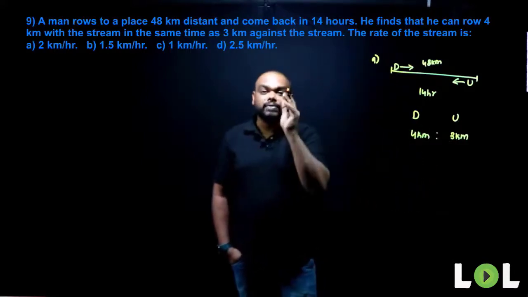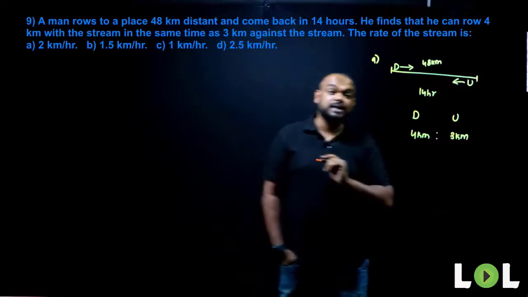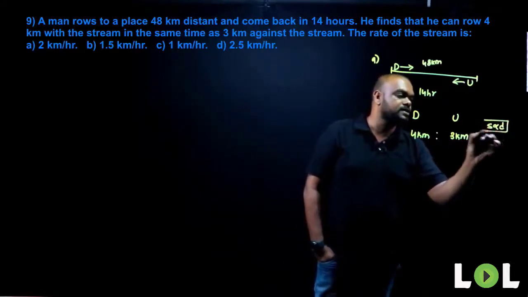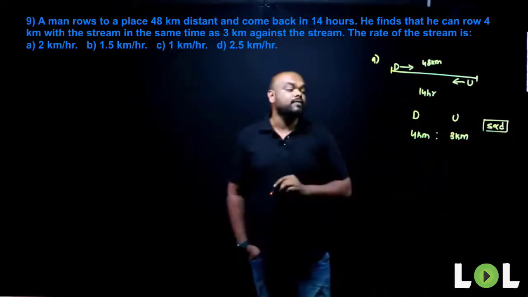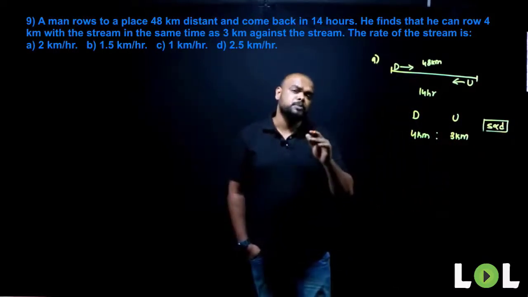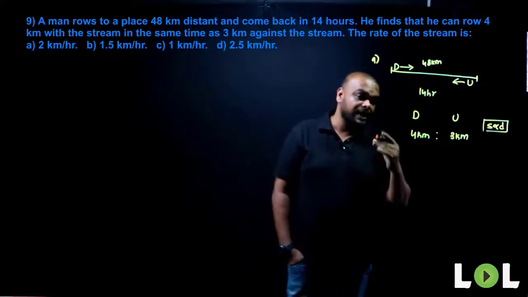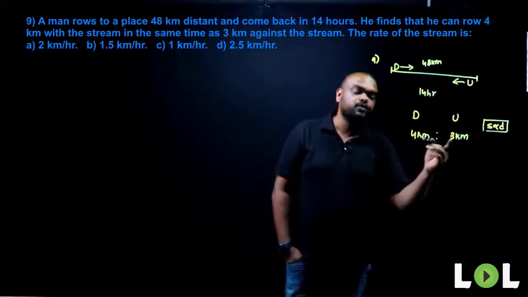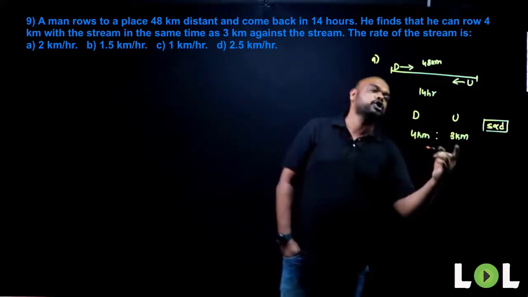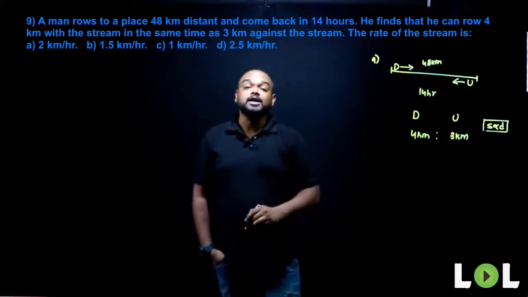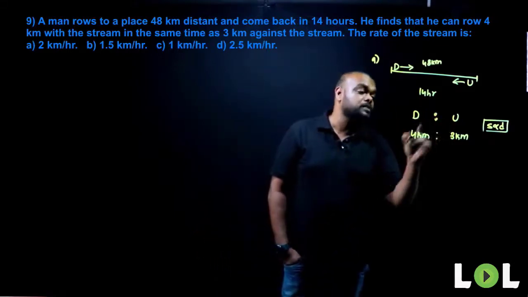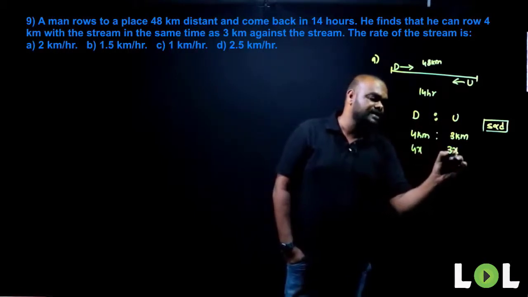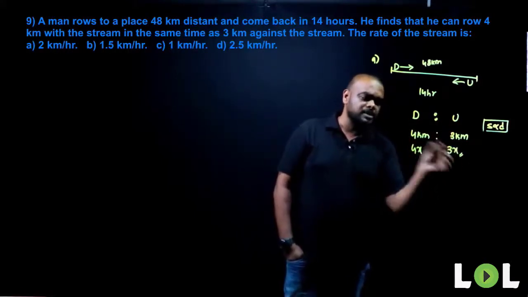Now remember, when the time is constant, the speed is directly proportional to distance. We know speed is equal to distance by time taken. When the time is constant, speed is directly proportional to distance. If distance ratio is 4:3, then the speed ratio is also 4:3. So downstream speed to upstream speed is 4:3. Okay, let us consider this as 4x and this as 3x. Downstream speed is 4x and upstream speed is 3x.